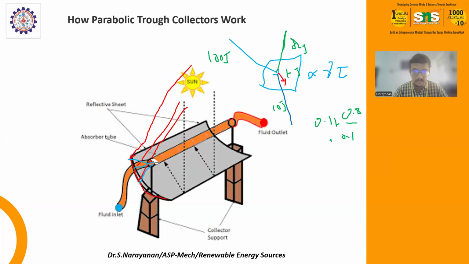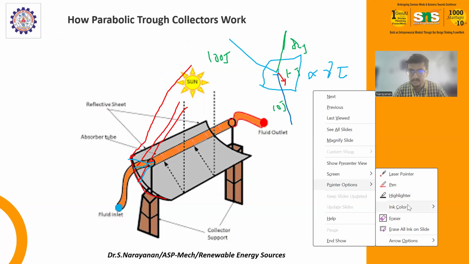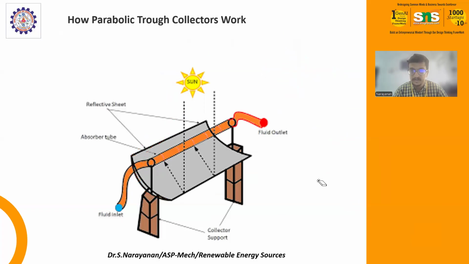This receiver tube will have a heat transfer fluid, which will absorb heat from the parabolic trough collector and transmit it to an application, either an industrial heating application, or it will be used for steam production, which will be sent to a turbine for electricity generation.